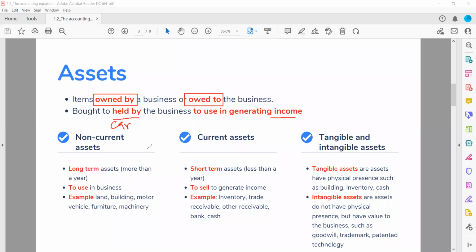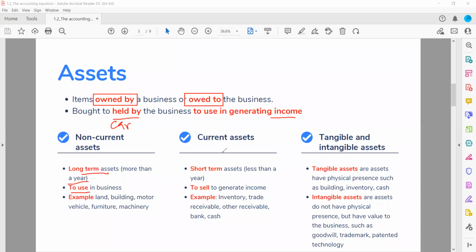In asset, we differentiate between three categories here. Non-current asset. Non-current asset is the asset that can be used for the long term, which long term in accounting means more than a year. We buy it intending to use in the business in order to generate the income, not intending to sell. Examples for the non-current asset: land, building, motor vehicle, furniture, machinery.